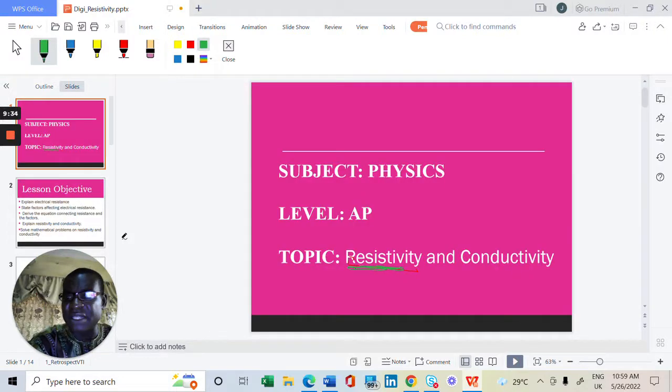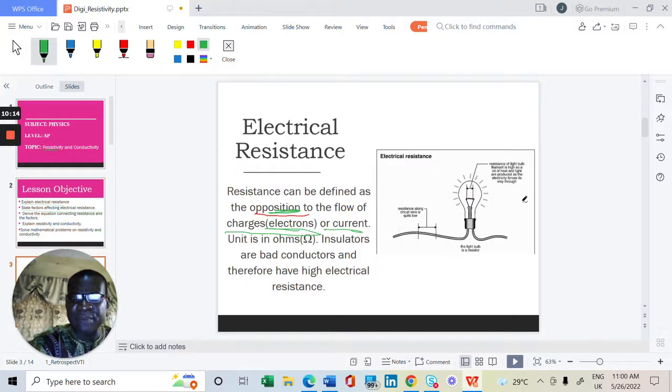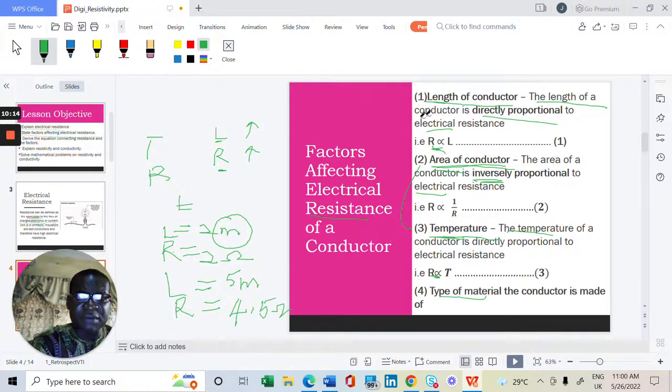I started by telling you that we want to talk about resistance, that most materials and wires have various levels of resistance. They have a way they can allow electricity to pass through them, and some will allow a large amount while some will allow a lower amount. Because of time, I was only able to explain what electrical resistance is and the factors that affect it, which are the length of the conductor, the area of the conductor, the temperature of the conductor, and the nature of the conductor.